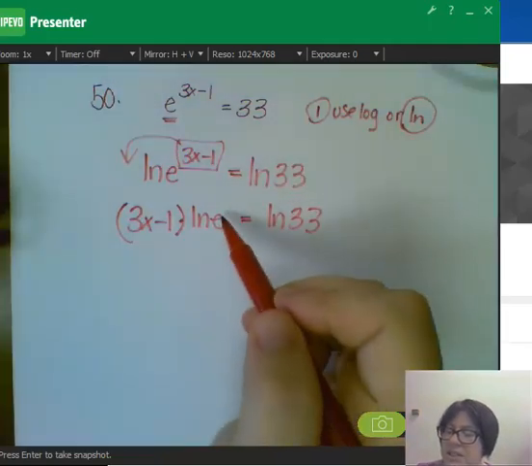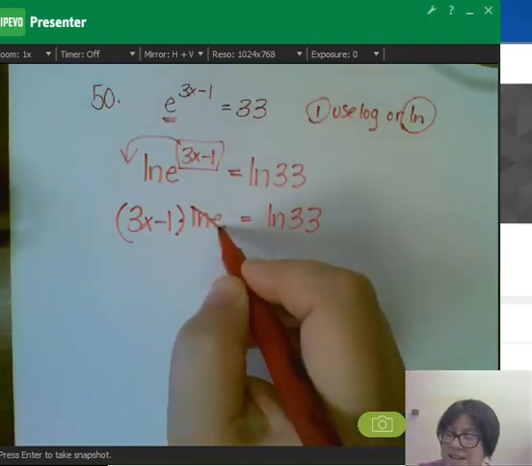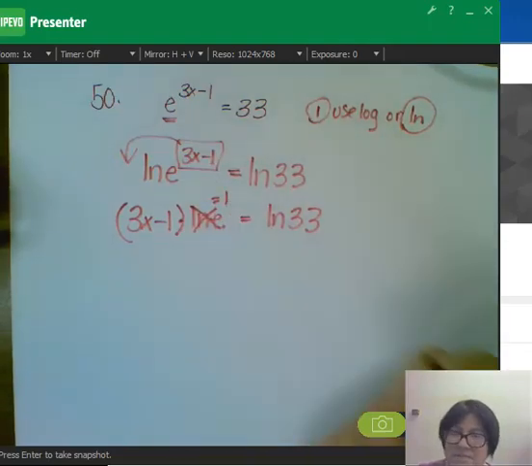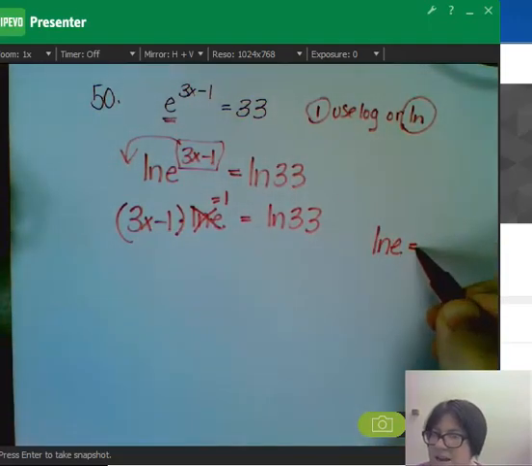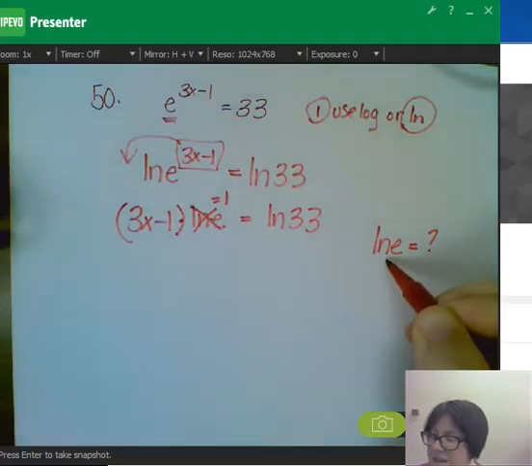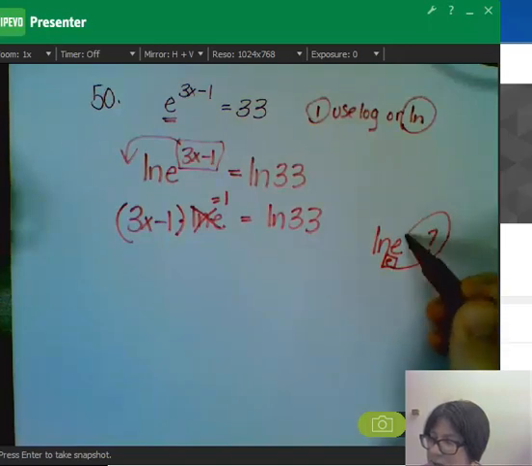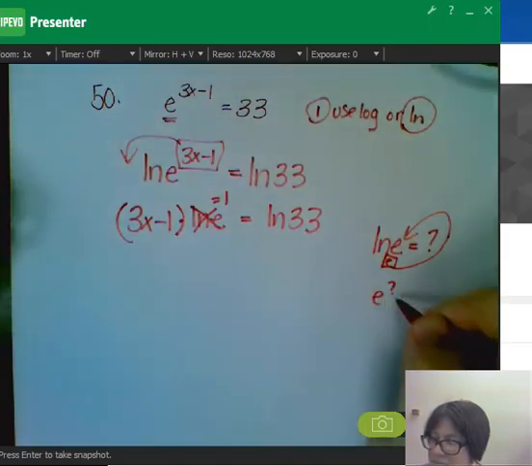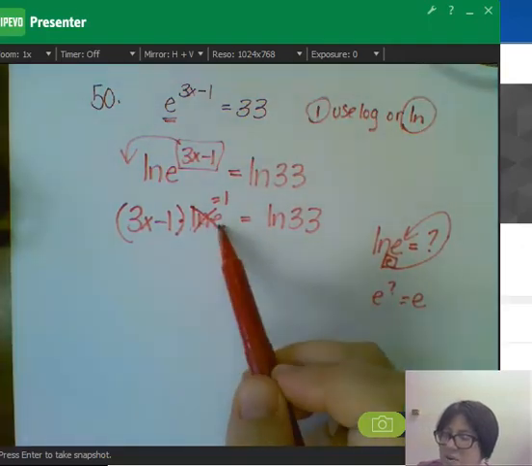Okay. Well, here's where, because we use the natural log of e, this is actually the number 1. Just really quickly, let's talk about why that is. The natural log of e, the base of this natural log right here is e. So it's e to what power is e? Okay, well, that's 1. So this is the number 1.